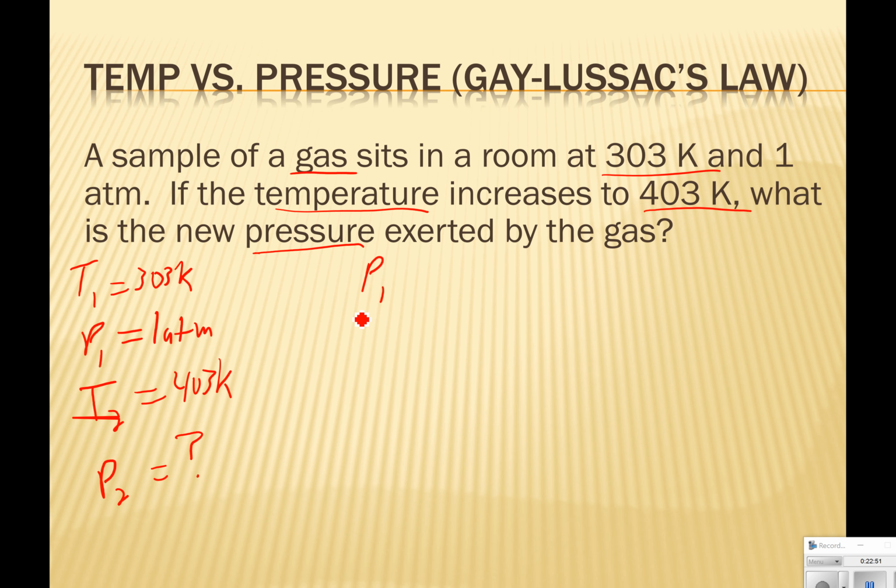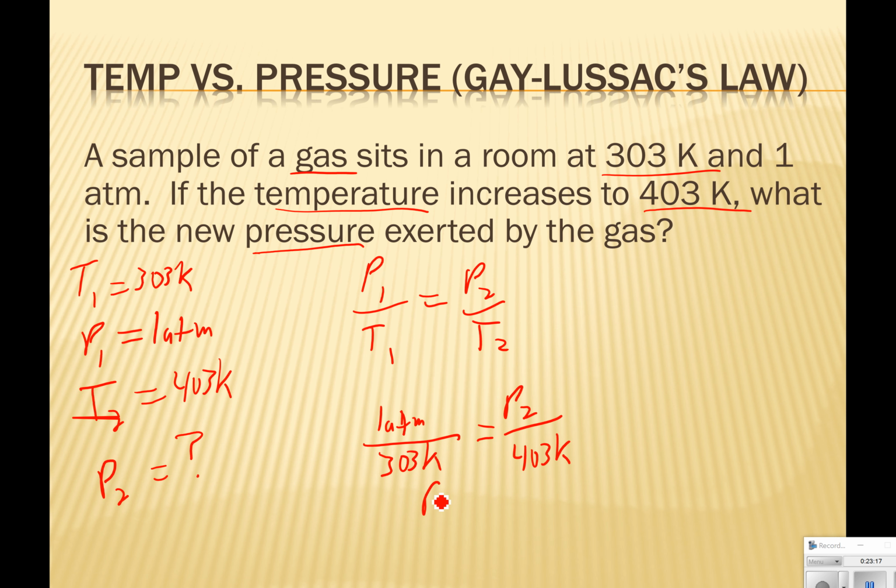Now, Gay-Lussac's law says that P1 over T1 equals the quotient of P2 over T2. We are missing the P2 there, so I'm going to plug these in. We have 1 atmosphere, and since we're starting with pressure in atmospheres, we're going to end with a pressure in atmospheres. We don't know the P2. We know that the temperature changes to 403 Kelvin. We cross multiply and divide, and our P2 becomes 1.33 atmospheres. So our increase in temperature led to an increase in pressure.